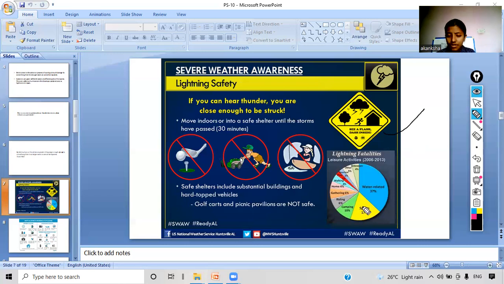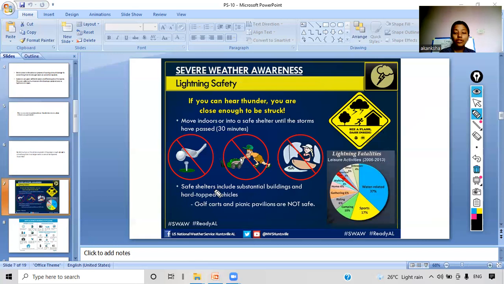And what is this saying? Lightning fatalities, right? So in which cases do more people die due to lightning? When they are water related, like they are near the water. So many deaths are near the water. And some sportspersons also die because they are always in the open. So that's the reason why you should dash inside whenever there is lightning, right? So yes, you all answered it correctly.